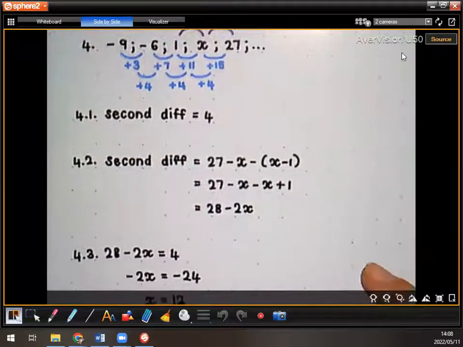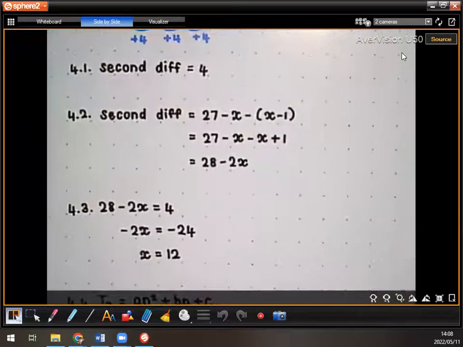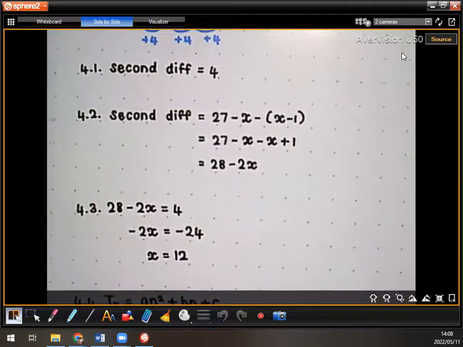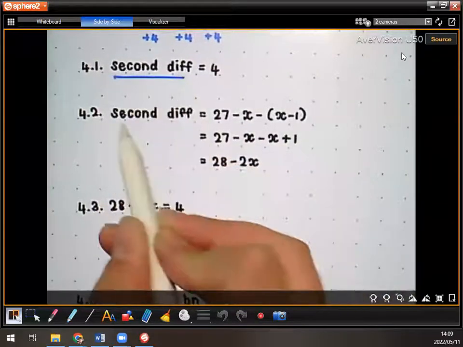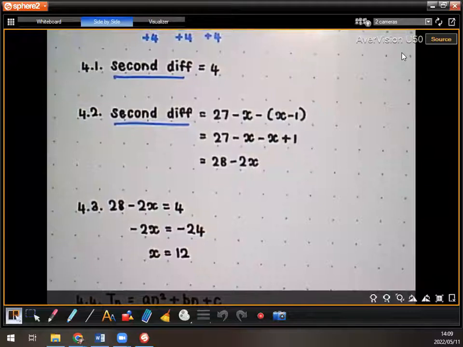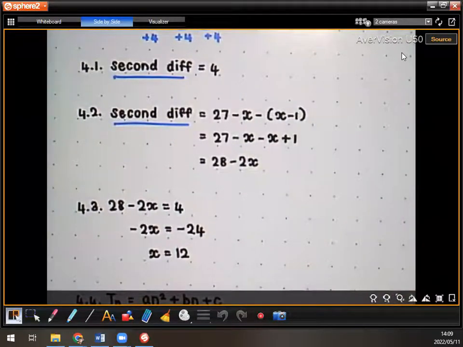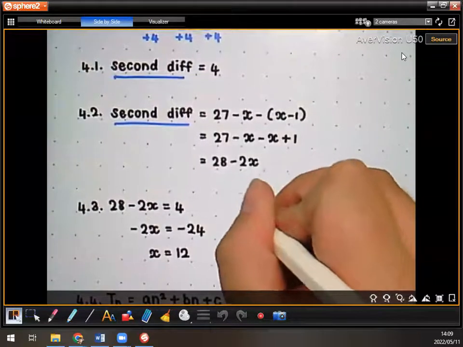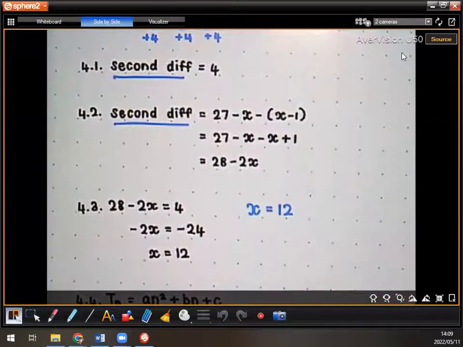In 4.3, they asked for the value of x, and I think they say hence or something. What they wanted you to do was to understand that your second differences are equal. So if your second difference is 4, but it's also 28 minus 2x, then you can put those two equal to each other in order to solve. That's what they wanted you to do in the memo, but you could have just worked with the numbers and gotten an answer of 12 for x, like I explained to you.